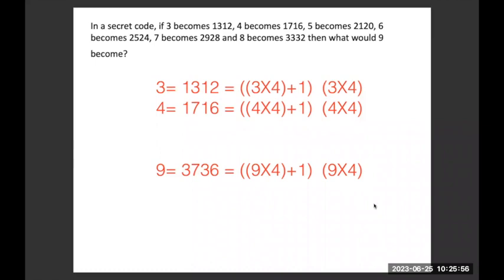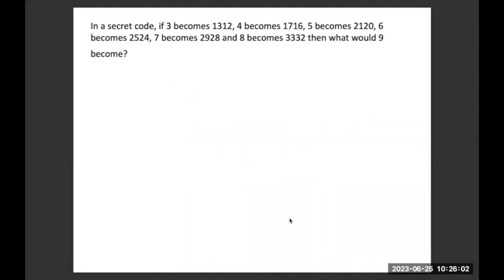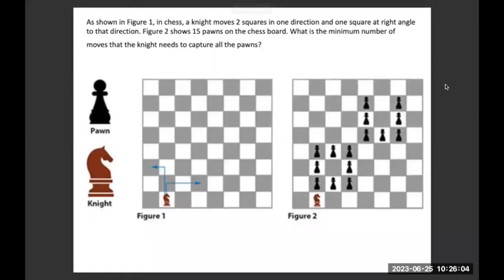Any doubts? Any other questions? Okay. Chalo, we'll move to the next one. This is very easy. Don't get confused or scared by the chess thing. Okay. It's very easy.